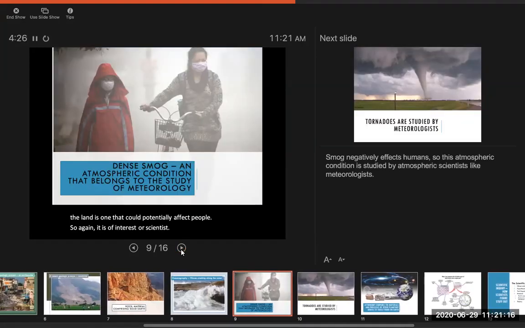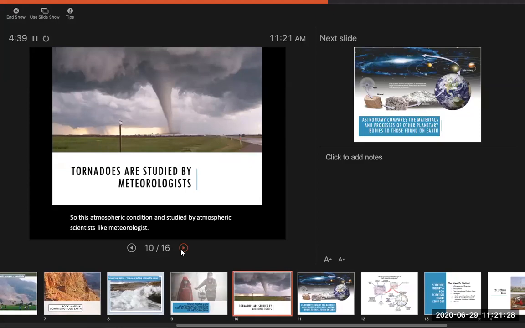Smog negatively affects humans. So this atmospheric condition is studied by atmospheric scientists like meteorologists. Tornadoes are studied by meteorologists as well. They occur in the atmosphere, and this atmospheric-based natural disaster is one that, of course, can negatively affect humans. By studying tornadoes, hurricanes, and other such atmospheric processes, we can make better predictions about when and where they'll happen, and in doing so, save lives.